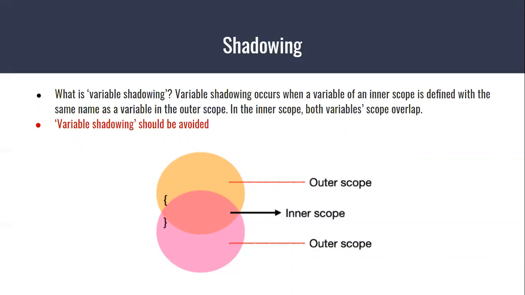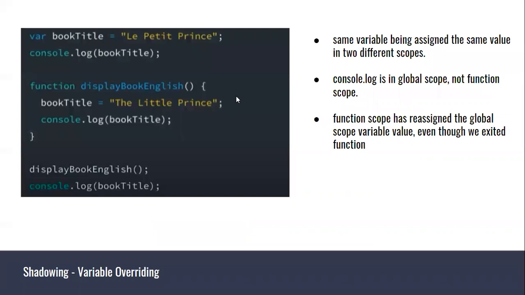This occurs when a variable of an inner scope is defined with the same name as the variable in the outer scope. In the inner scope, both inner scope variables can overlap. It should be avoided. So it's kind of saying that if you have something global that could be called something like HST tax, you should probably not put it in the inner scope if you can avoid it, because you may end up having some situation where you're overwriting something in the global scope. So this is where we're getting at here.